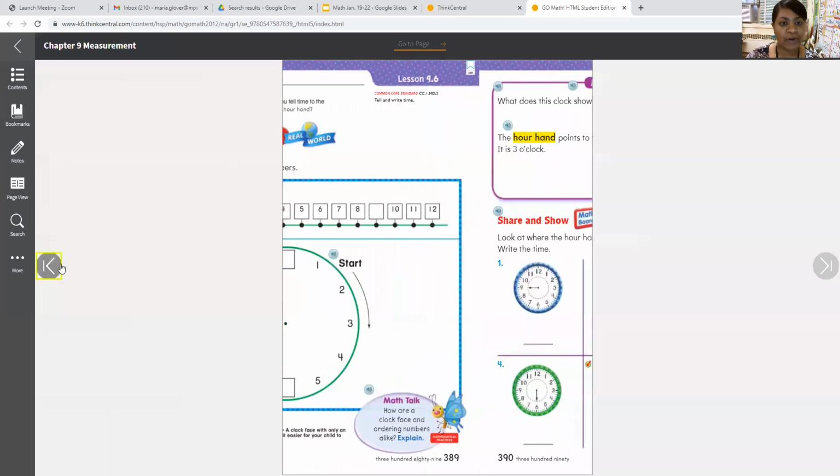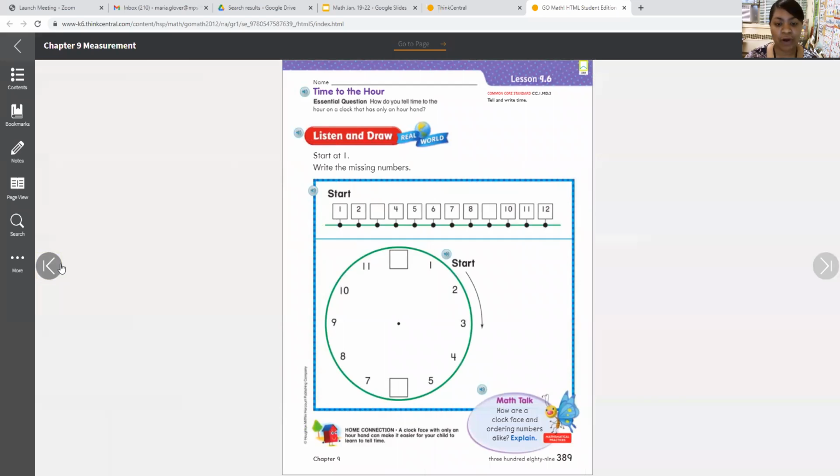Let's look in our Go Math book and let's start with Listen and Draw on page 389. Right here we have a line, and on this line we have numbers, and some of the numbers are missing. We start at 1, 2, what comes after 2? 3. What comes after 3? 4, 5, 6, 7, 8. And what's missing? 9. Very good. There's a 9. 10, 11, 12.